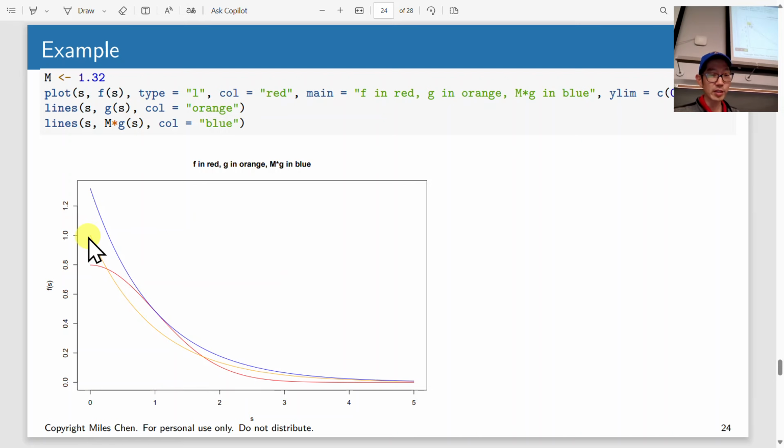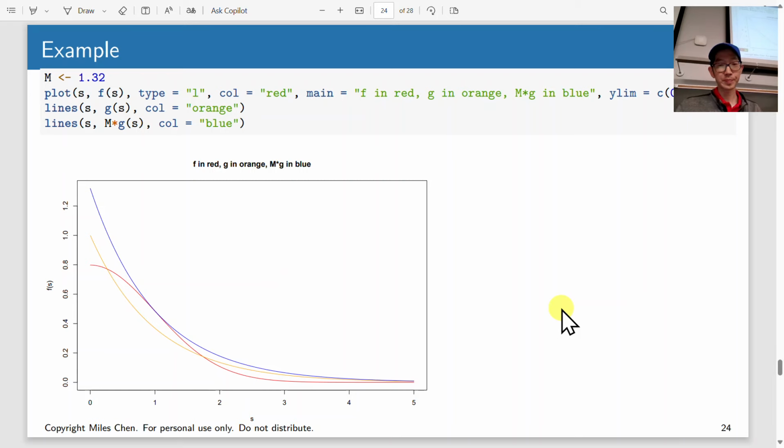And so when I multiply g of x times 1.32 m, I get this blue line right here. Okay, and we can see that the blue line is now indeed greater than the red line for all values of x. Okay, and technically this goes on to infinity, but we can see asymptotically this blue line is always going to be greater than the red line as well. Okay, so we have this.